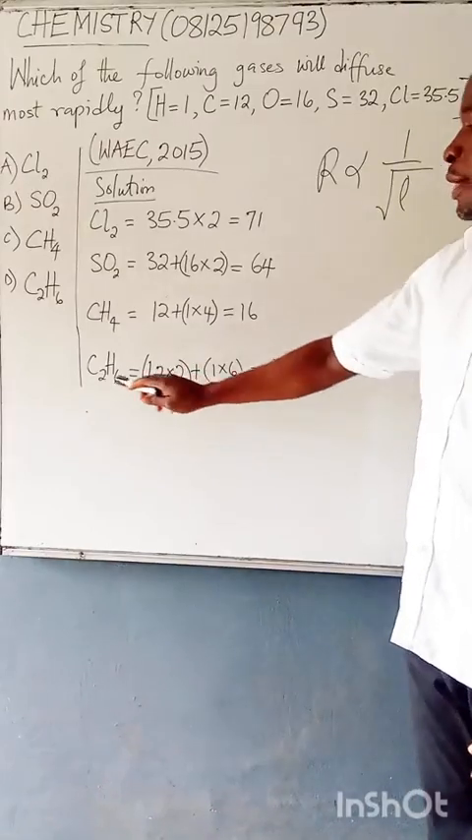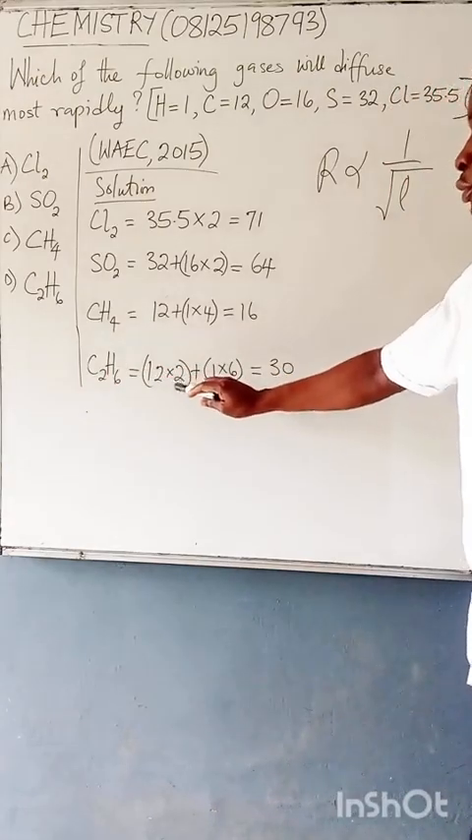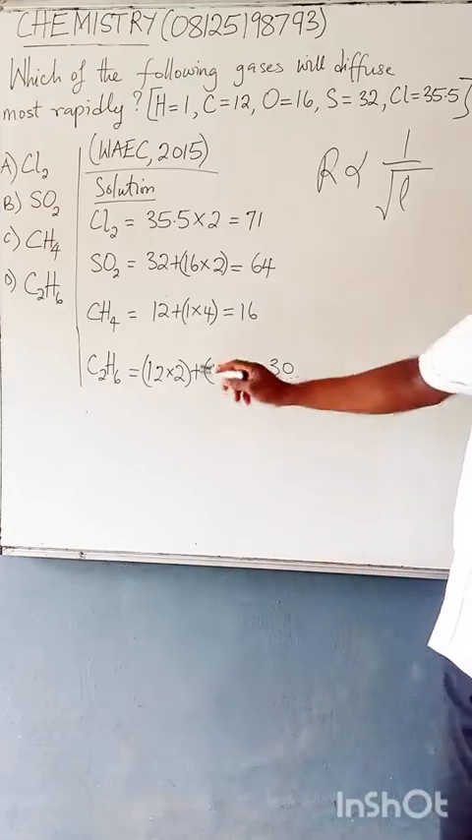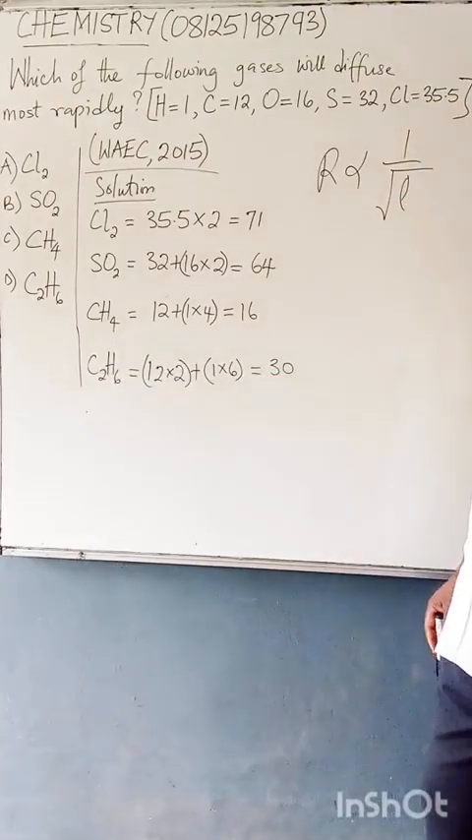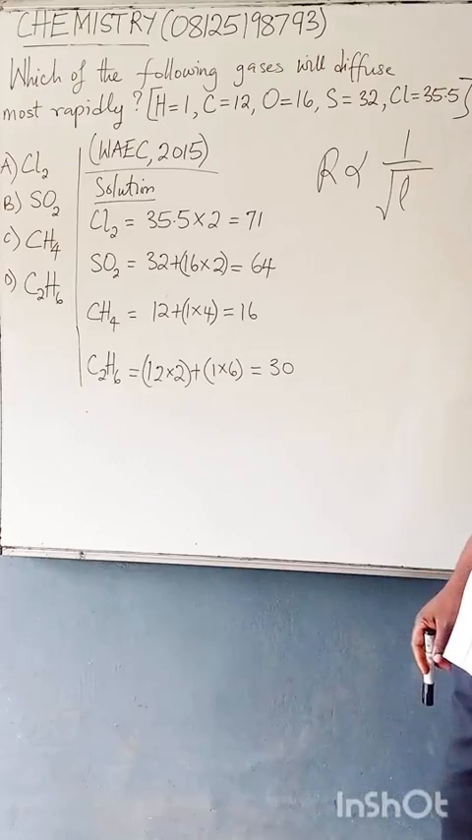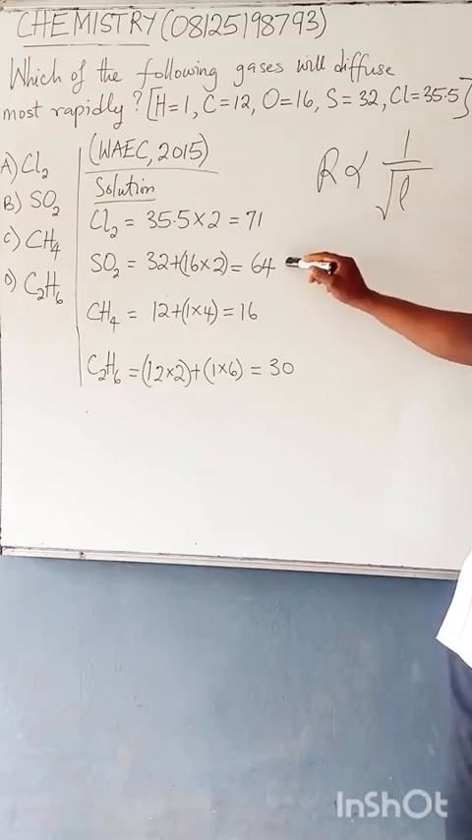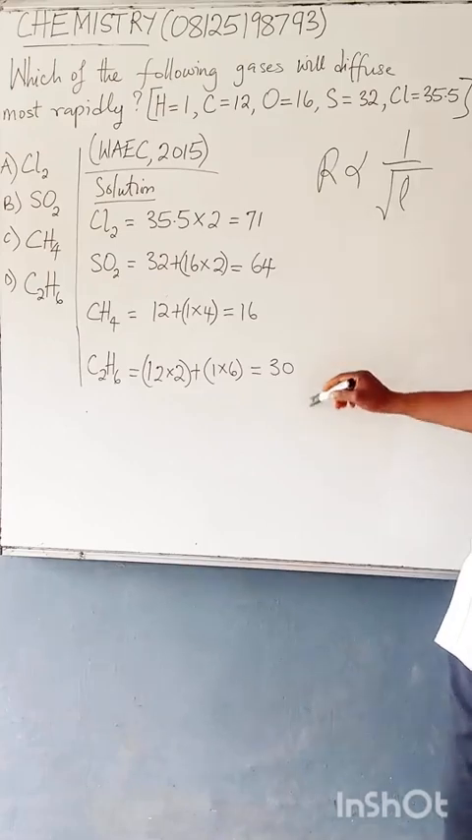12 times 2, that is carbon, is 12. There are 2 atoms of carbon. So 12 times 2, what will it give us? 24. Plus 1 times 6. 1 is for hydrogen, times 6. 24 plus 6, what is it going to give us? 30. Which of these relative molecular masses is the smallest?